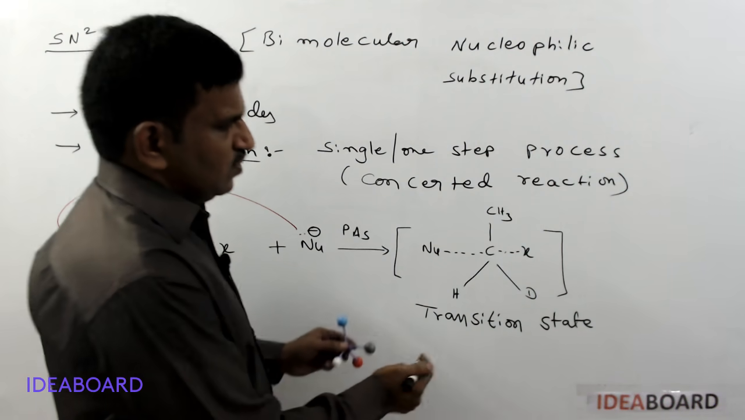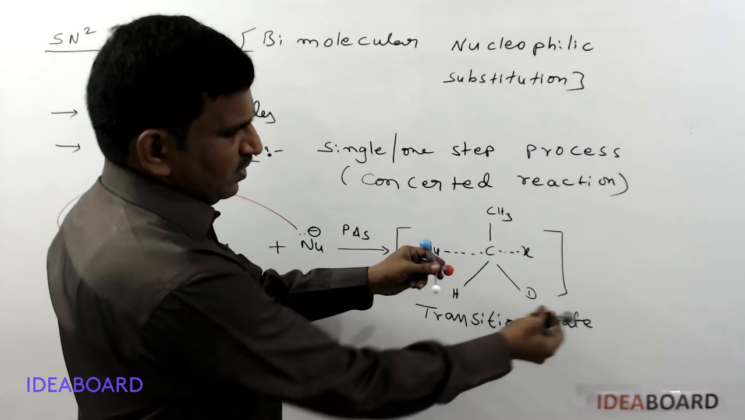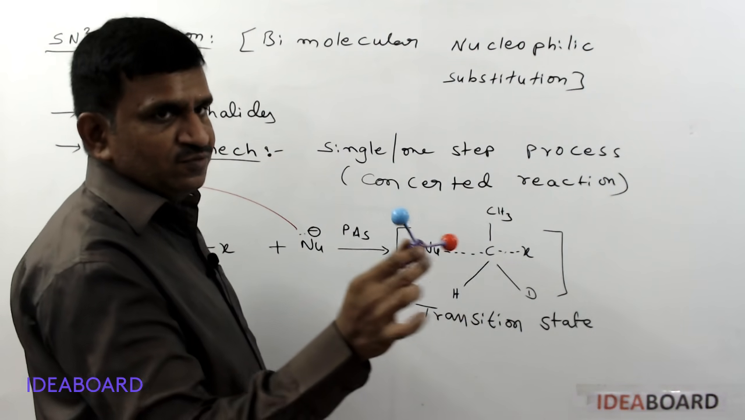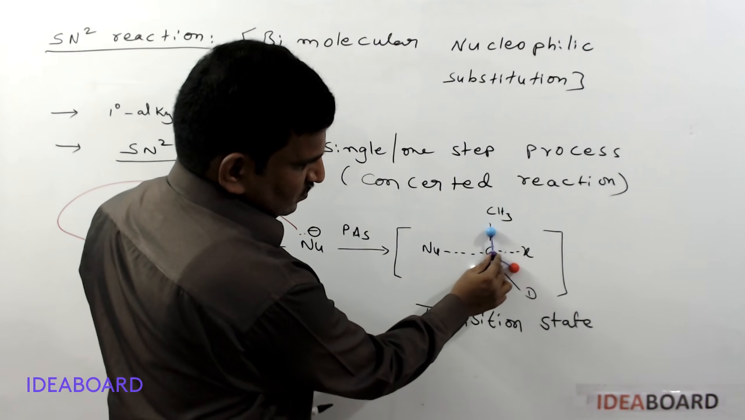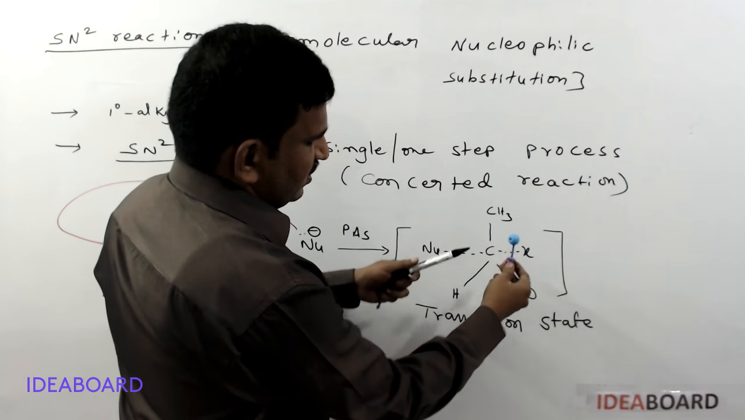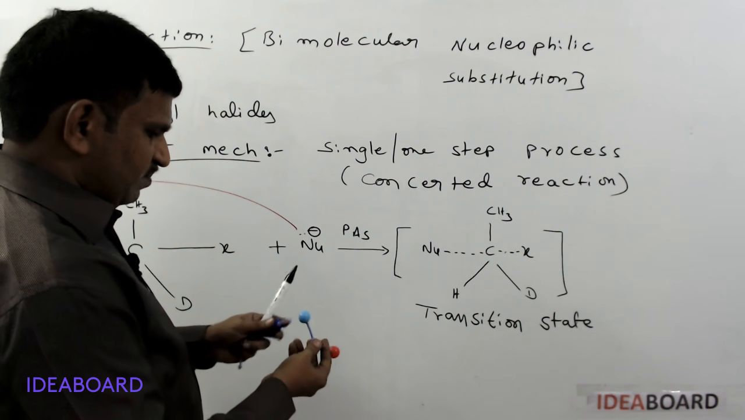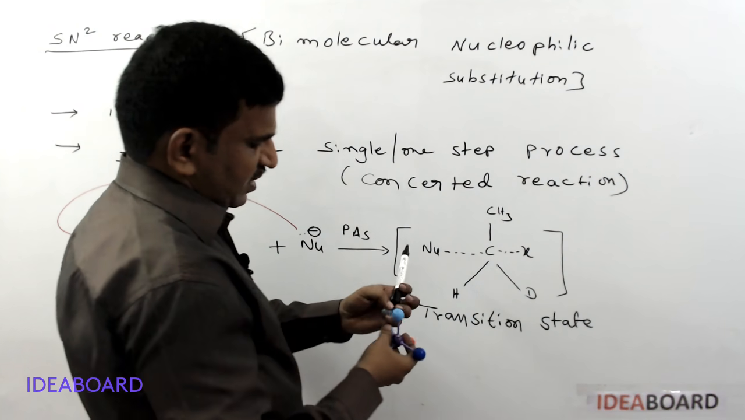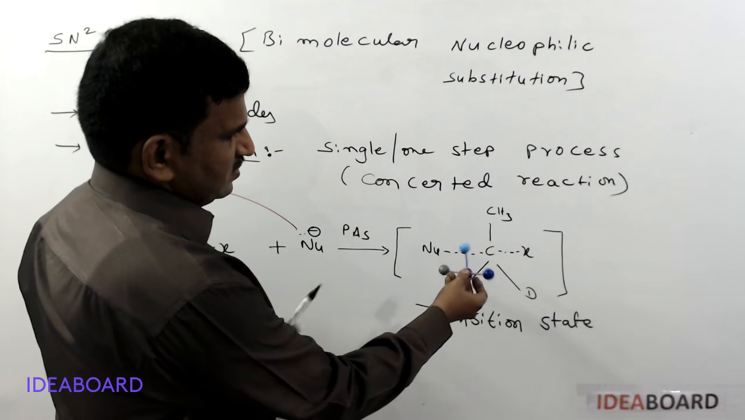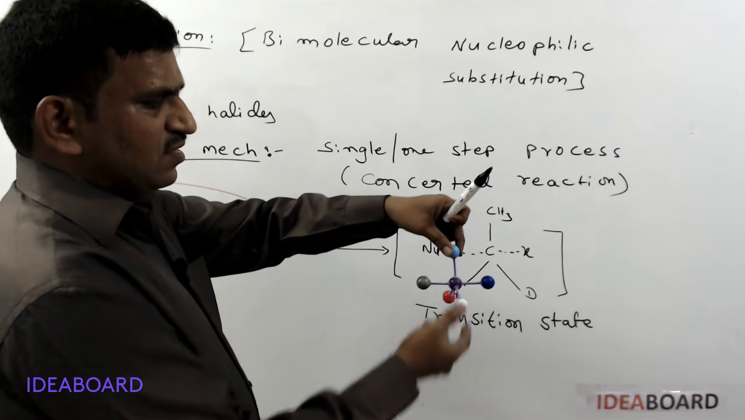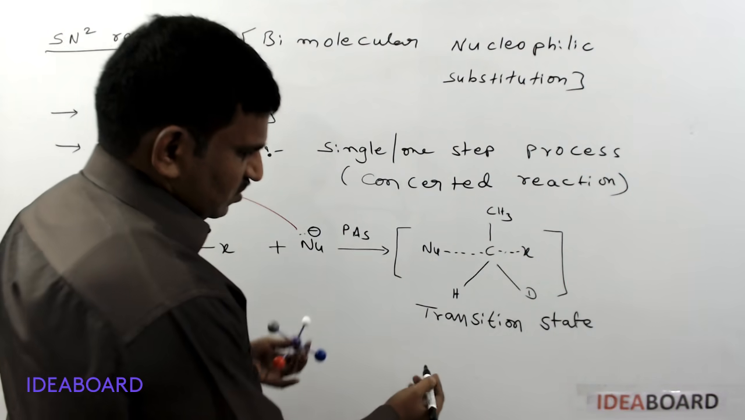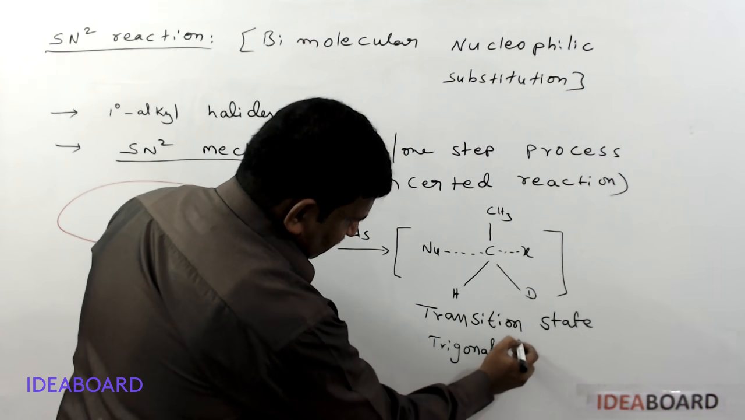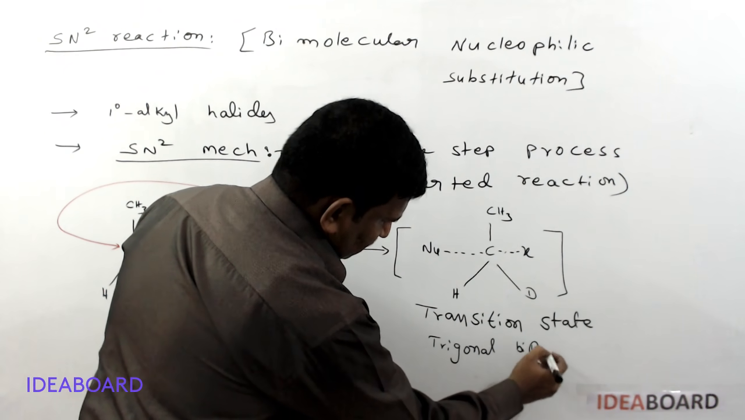If you see this molecule, these are the clear bonds. If I remove the halogen and the nucleophile, then these are the three groups present in it. The front side has the halide, and the back side has the nucleophile. So it looks like a trigonal bipyramid structure. The transition state has a trigonal bipyramid structure.